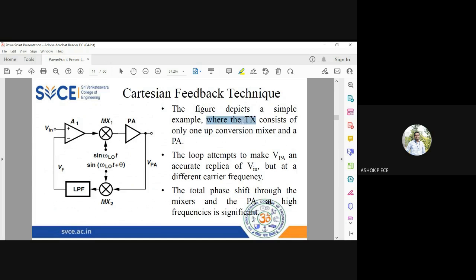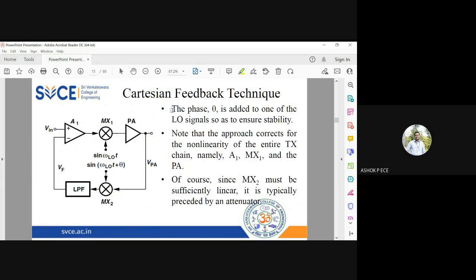A transmitter consists of only one up conversion mixer and PA, whereas in the feedback path, I have the replica of my transmitter. It will have one more mixer in the path. The total phase shift is going to be very significant.